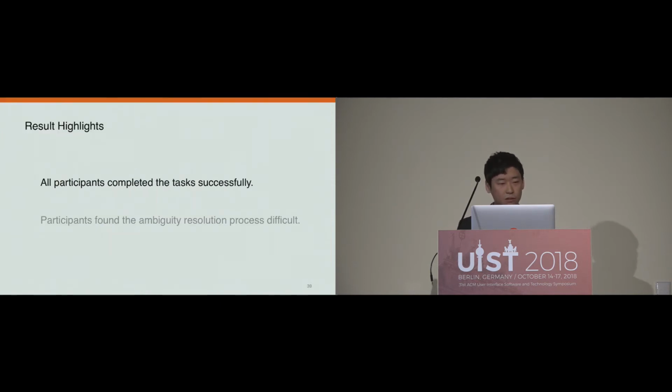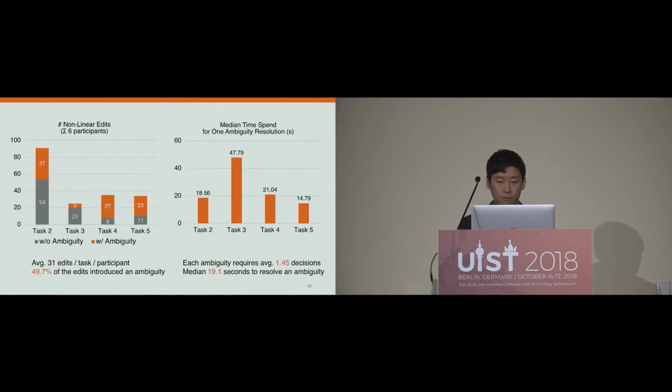And then I'll just give you some highlights for the results. As a result, all of our participants successfully completed the given tasks. And we look at the numbers. About half of the edits caused ambiguity, and each ambiguity required about 1.45 decisions. And people spent about 19 seconds to resolve an ambiguity.